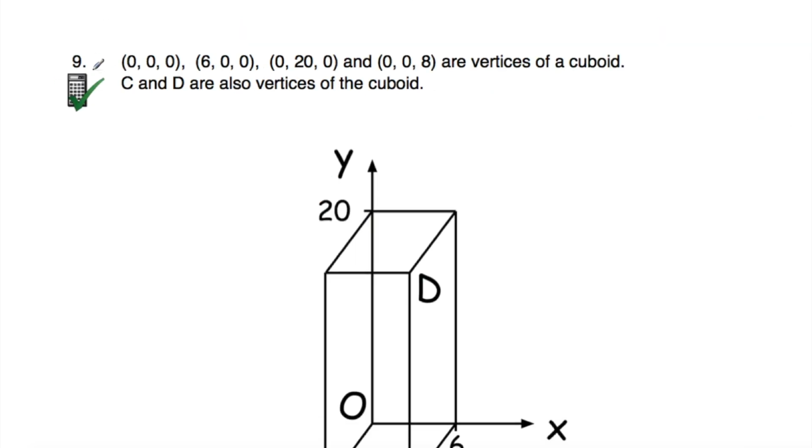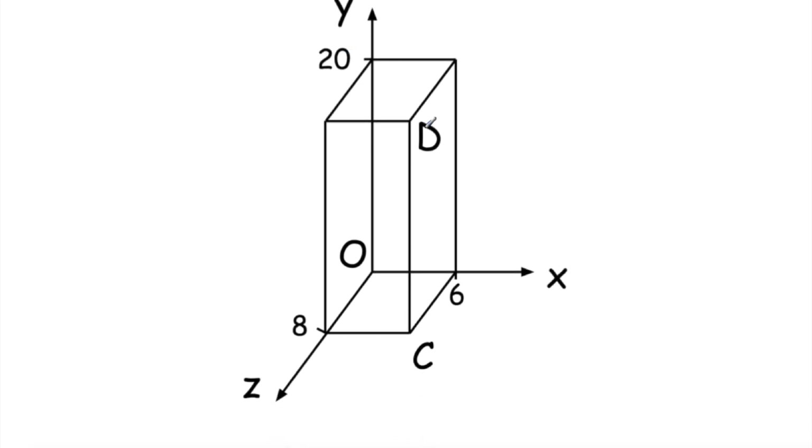Okay, let's have a look at question number 9. We're told that (0, 0, 0), (6, 0, 0), (0, 20, 0), and (0, 0, 8) are vertices of a cuboid. And we're told that C and D are also vertices of the cuboid. So we've got this cuboid, and those are the coordinates of those corners. And then we've got the point C and the point D.